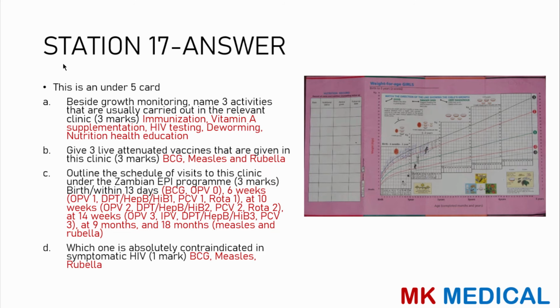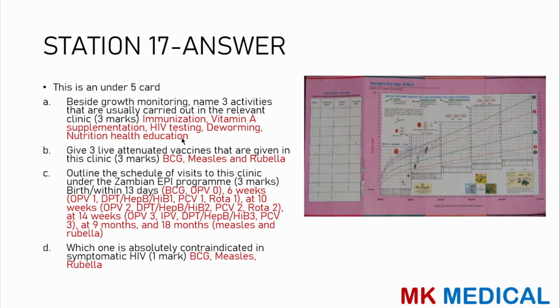So we give vaccines, so we immunize the children in under 5. We can also give vitamin A supplementation. We may test this child for HIV. We can deworm this child, as well as providing nutritional health education to the mother. Give three live attenuated vaccines that are given in this clinic. So you give BCG, which is Bacillus Calmette-Guérin, then measles and rubella.